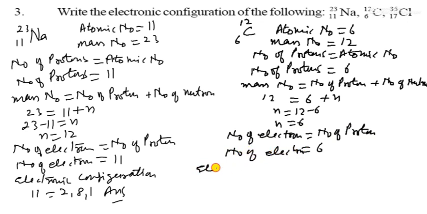So electronic configuration. Electronic configuration for 6 is 2, 4.